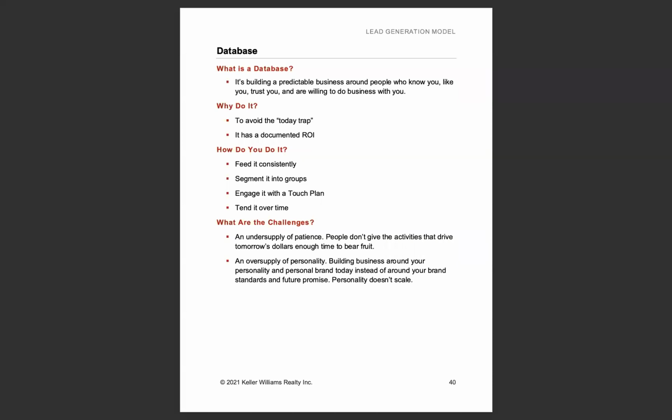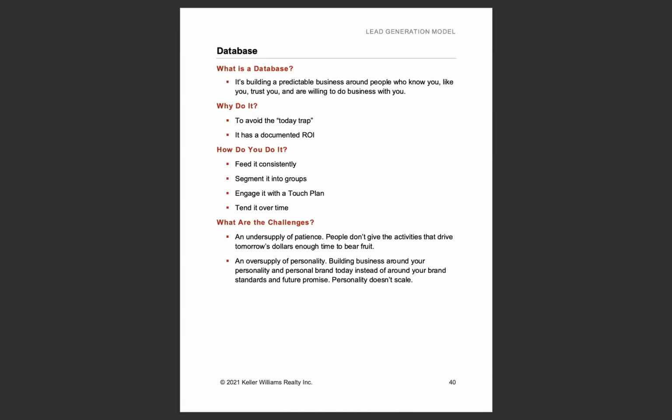Cool. All right. Really quickly, how do we do it? These are what we call the 4 laws of the database right here. Underneath, how do you do it? Feed it consistently, segment it into groups, engage it with a touch plan, and tend to it over time.